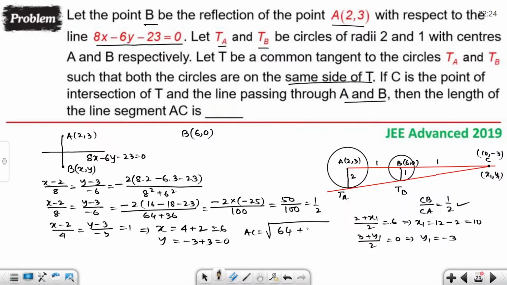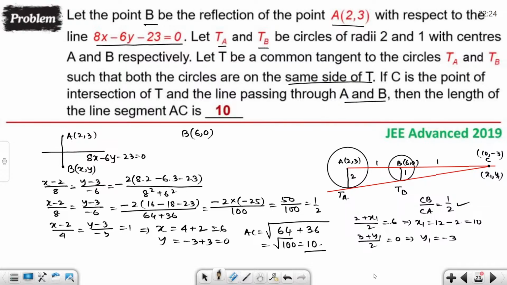And whole square of that gives us 36. So it gives us root 100, which means it is 10. Is it clear? Therefore, the length of the line segment AC is nothing but 10. See how simple the question is, which came in JEE Advanced 2019.